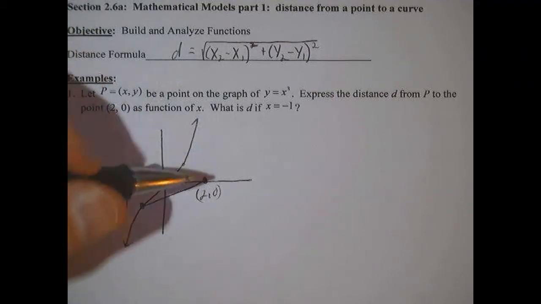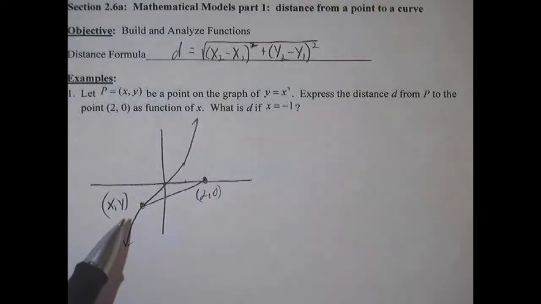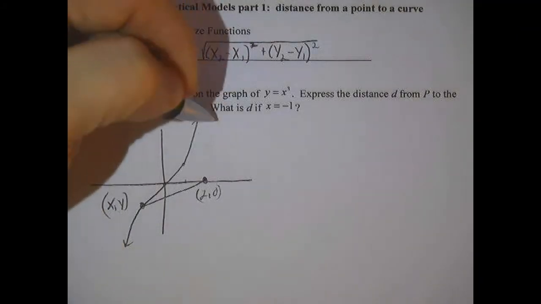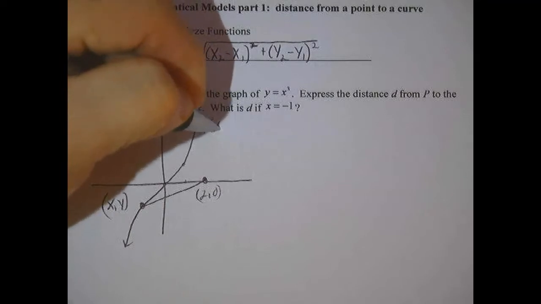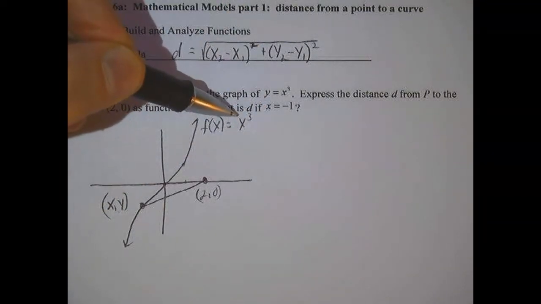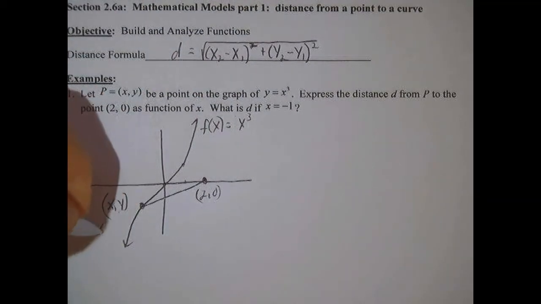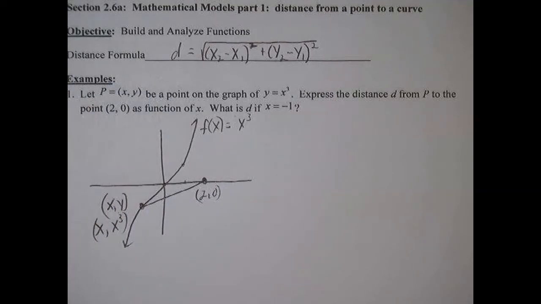And here's how we're going to do it. We're going to use the distance formula, but we're going to put variables in there for this. Now, we know that this is 2, 0, and we know that this is x, y, but that's too many variables. So we actually know something more about this, because we know that this is the function f of x equals x cubed. In other words, y equals x cubed. So I'm going to rename this general point, which could be anywhere on the function, as x, comma, x cubed. Now I've got just one variable.